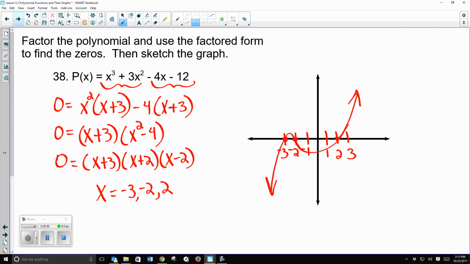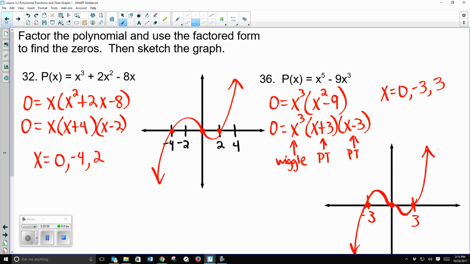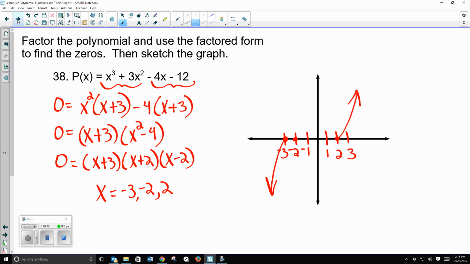Oh, wait a minute. I can find my y-intercept on this one. On the other two, I already had my y-intercept because 0 was my y-intercept. This one, I don't have my y-intercept. So how can I find it? Really quickly, replace x with 0. My y-intercept is when x is 0, so my y-intercept is -12. So we'll just say that it's right here.